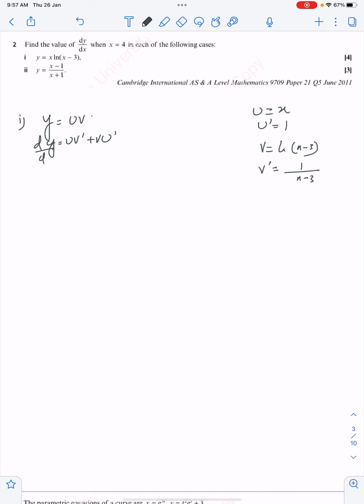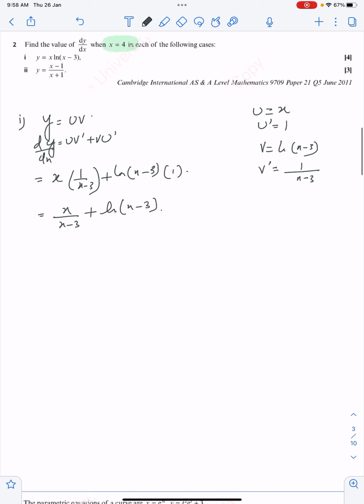Okay, let's apply the formula. dy by dx is going to be u v dash plus v u dash. So the answer is x upon (x minus 3) plus ln(x minus 3). Now you have to substitute x equals 4 into this. So it's 4 upon (4 minus 3), which is 1, plus ln(4 minus 3), which is ln 1. So 4 plus ln 1, which is 0. The answer is 4 for this part.